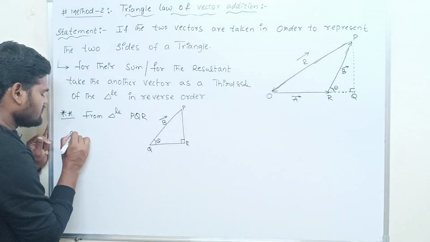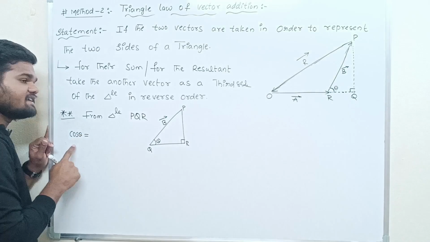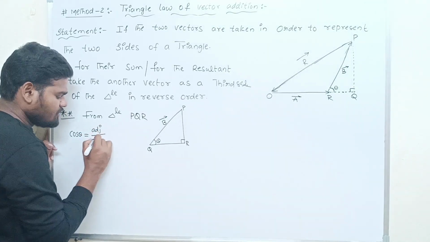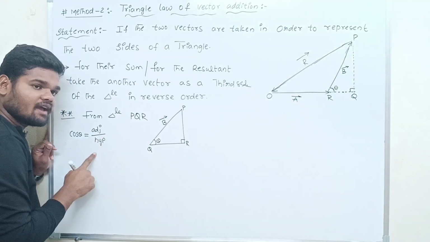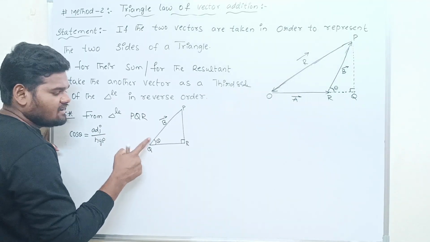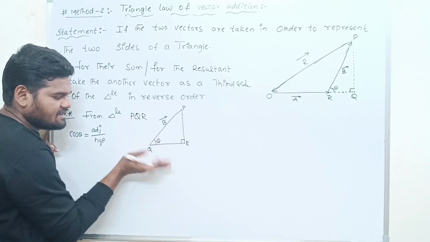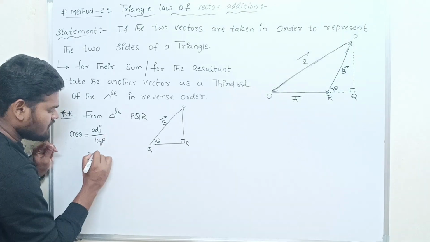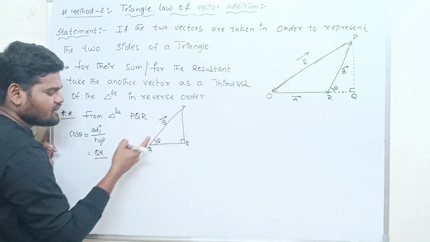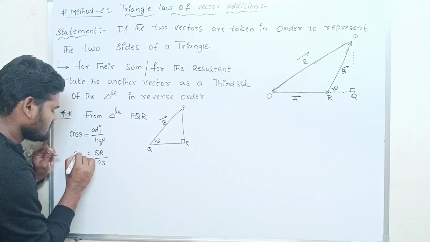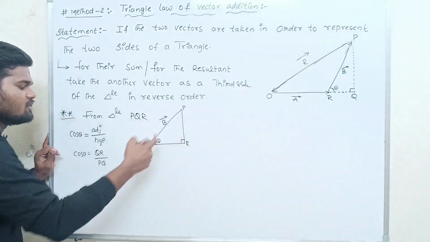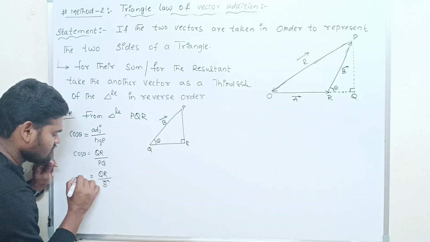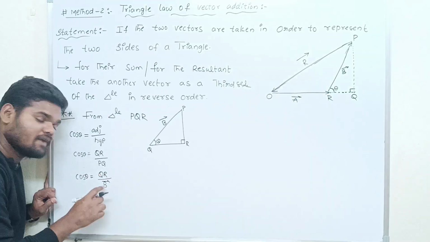From this angle, I'm going to write cos theta. What is cos theta? Cos theta is nothing but adjacent side by hypotenuse. From this angle, what is the adjacent side? Whatever the side towards an angle theta is called the adjacent side. That is QR, divided by the hypotenuse PQ. So cos theta is equal to QR by PQ. PQ is nothing but B bar. So cos theta is equal to QR by B bar.